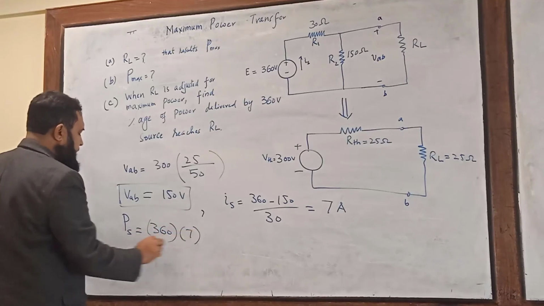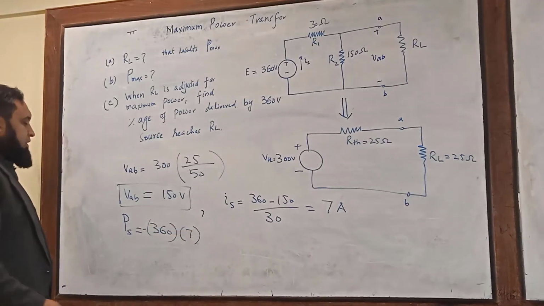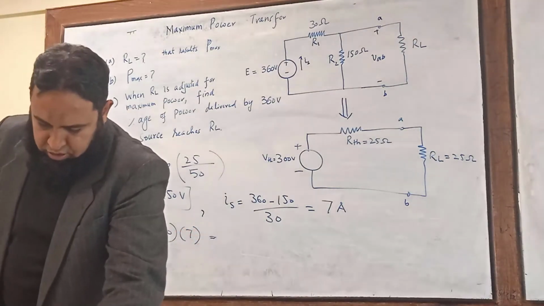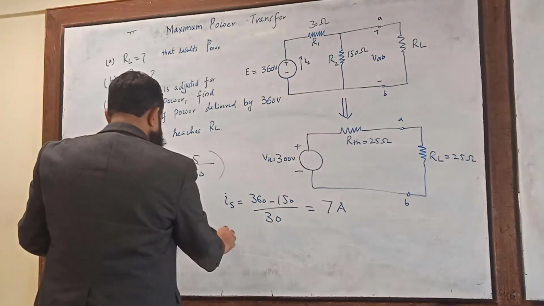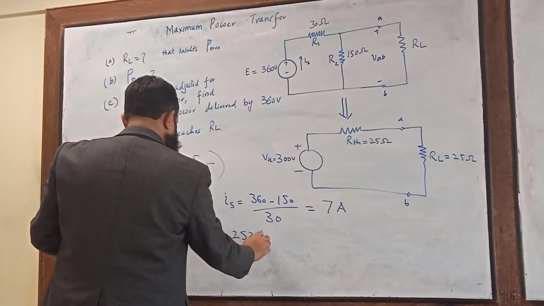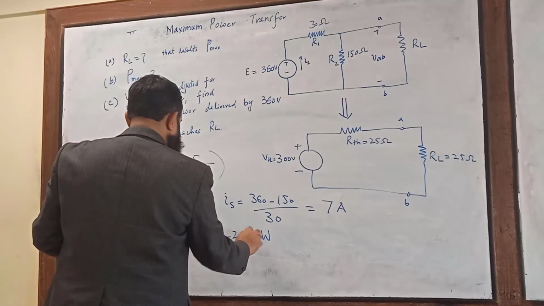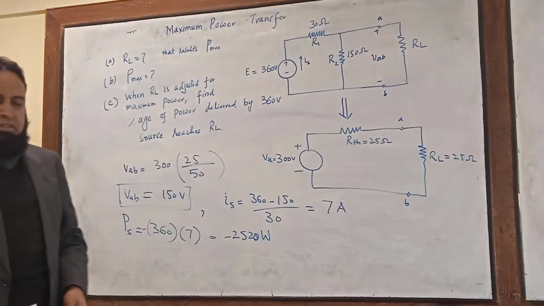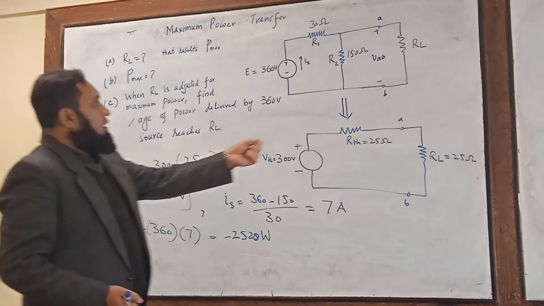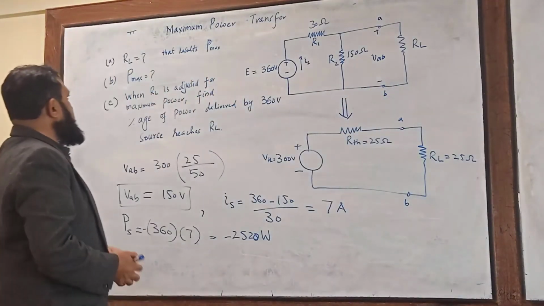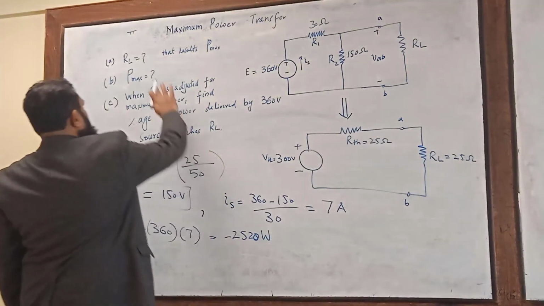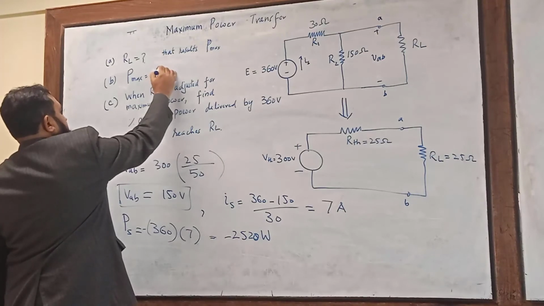Now you can compute the power delivered by the source, which is 360 multiplied by 7 ampere. Since it is delivering power, we can represent this with a negative sign, which is equal to minus 2520 watt. So this is the total power delivered to the circuit, and the total power we got at the load side is equal to 900 watt.